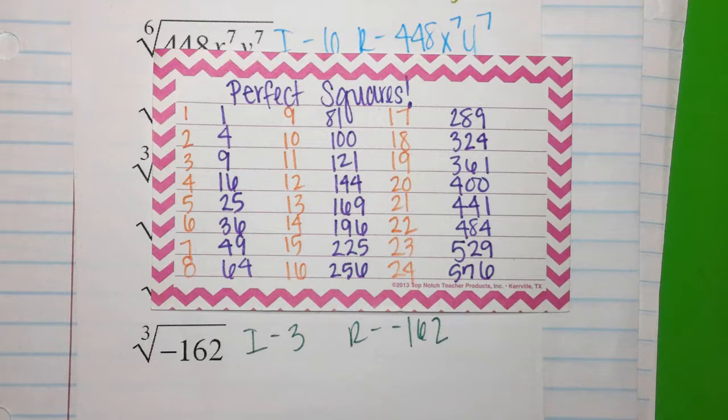So I at least want you to know 1 through 20. But what we're going to do with these is break down and simplify a radical. You find the biggest perfect square that goes into a number. And remember your factor trees?